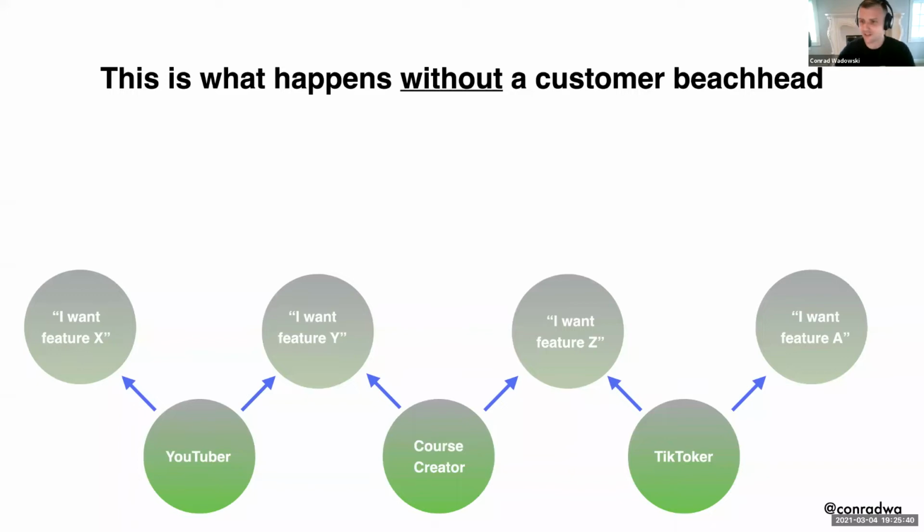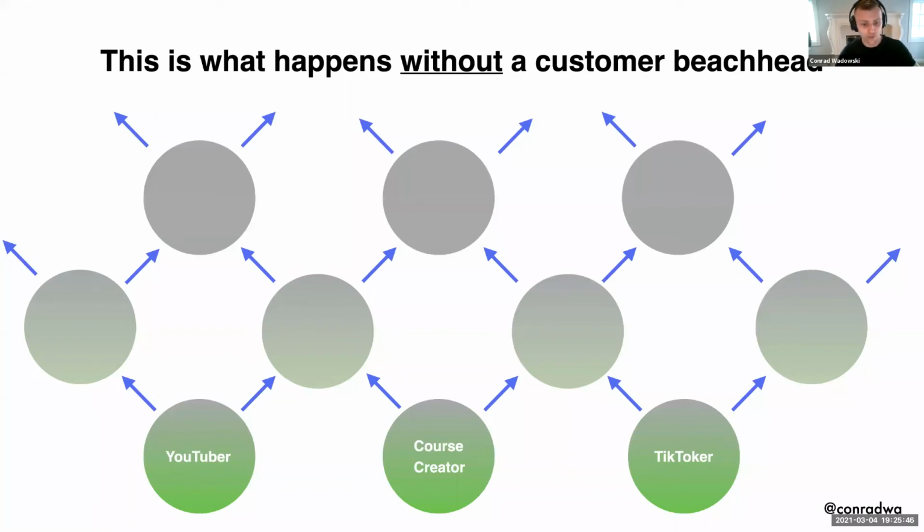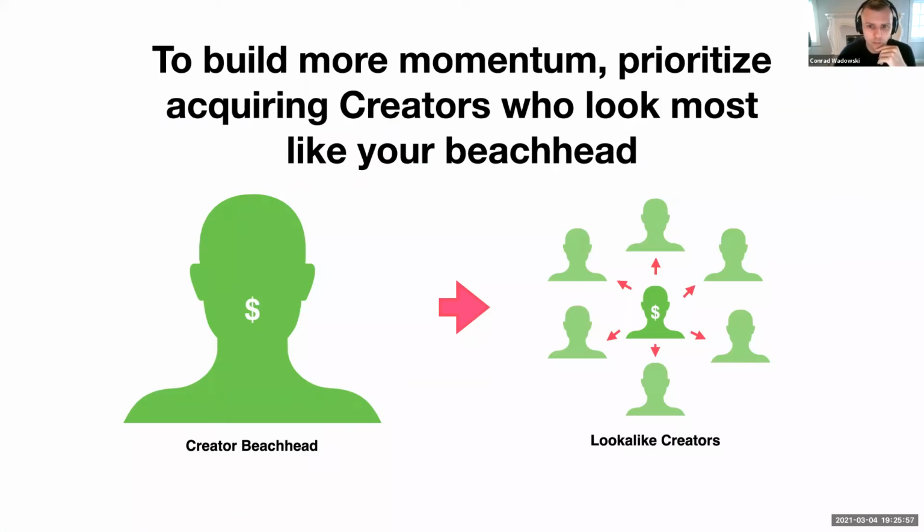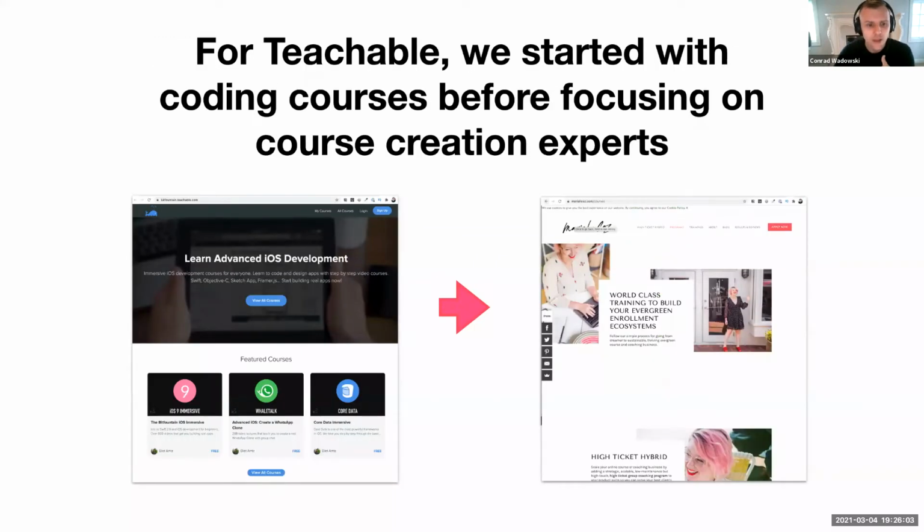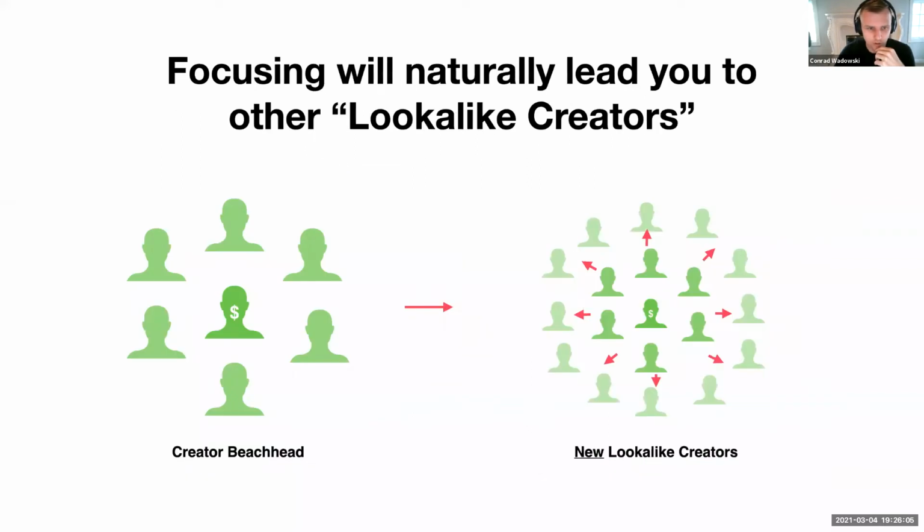But then what ends up happening is they all kind of want different things. They want an integration with this platform or that platform. And let's say that YouTuber brings on somebody else and that course creator brings on someone else. Now you've got an ever expanding problem that might be taking you in the wrong direction. And so, a better process is this process of finding the beachhead and then finding lookalike creators. And so this is kind of an example of Teachable and how we did it.